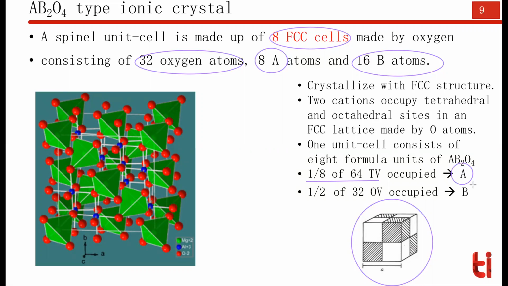And how many B atoms do I have? I have only 16 B atoms. That means only half of the 32 sites will be occupied, because half of 32 is 16. So half of the octahedral sites is occupied by the B atoms in the spinel structure, right? So this is the situation for the B atom.